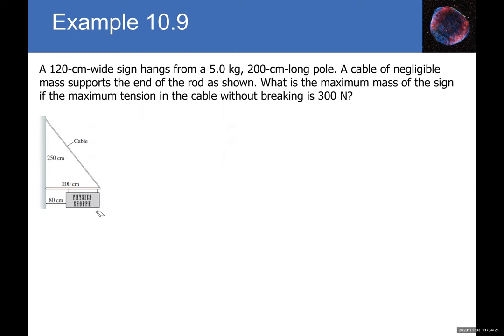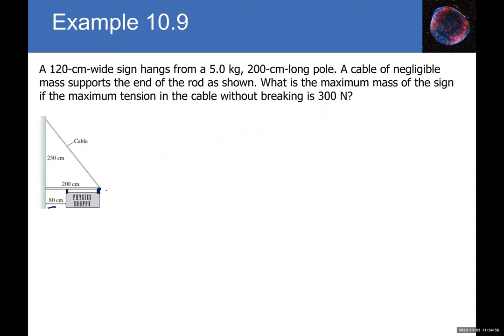That means you can see you have a sign that hangs from a pole, and there's also a cable connected to the pole at that point. And what we want to know is this: what is the maximum mass of the sign if the maximum tension in the cable without breaking is 300 newtons? That means, let's say the sign is connected to the pole at two points, one is 80 centimeters from the left side, the other one is at the end. Let's take it at the end. So what should be the mass of the sign so that the system is still in equilibrium?